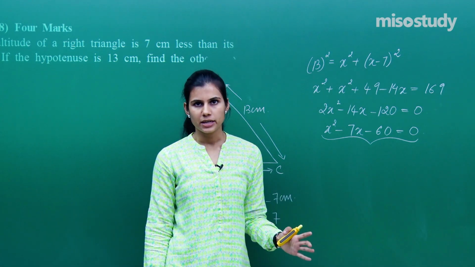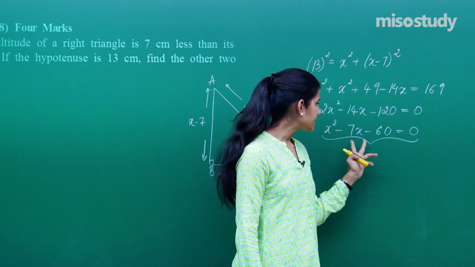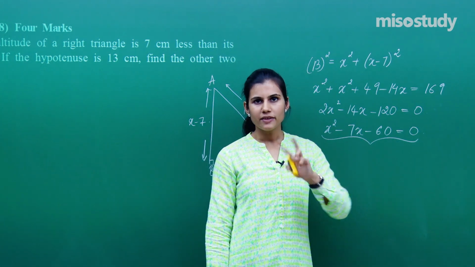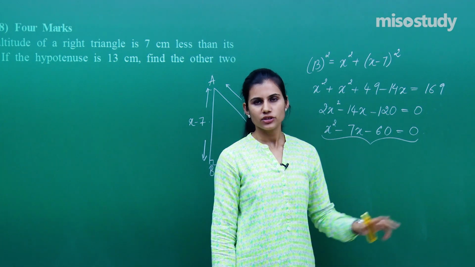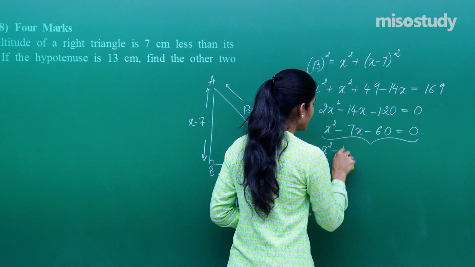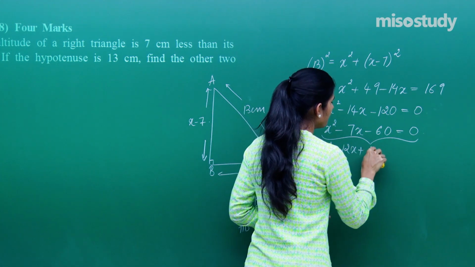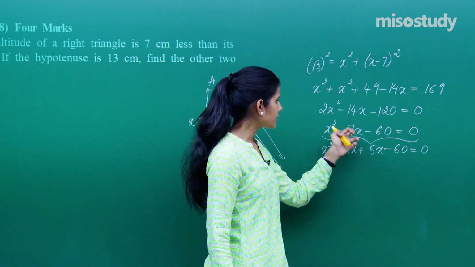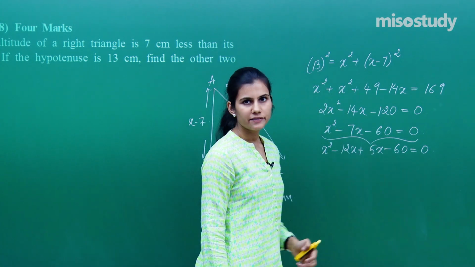All the three options are available with you. But right now, if you look at 60 and 7, 12 into 5 is 60 and 12 minus 5 is 7. So 12 and 5 are the two numbers that I was fetching and I have got them. So let's just use breaking the middle term. x square minus 12x plus 5x minus 60 is 0. Minus 12 plus 5 is minus 7. Minus 12 into 5 is minus 60.